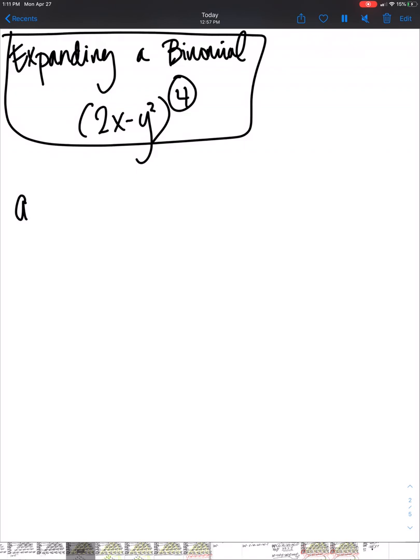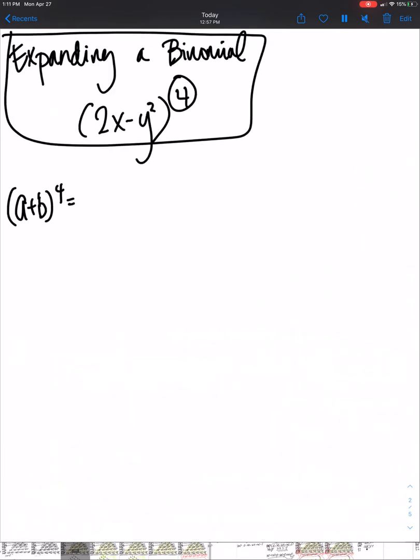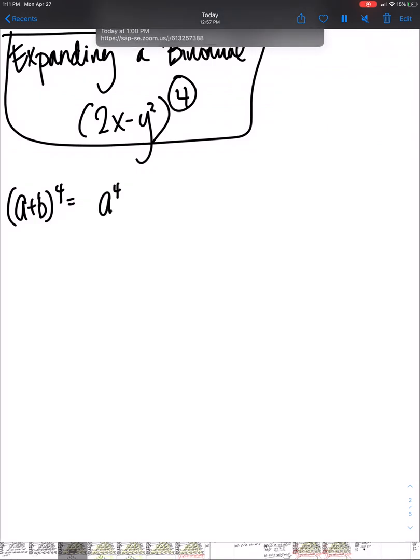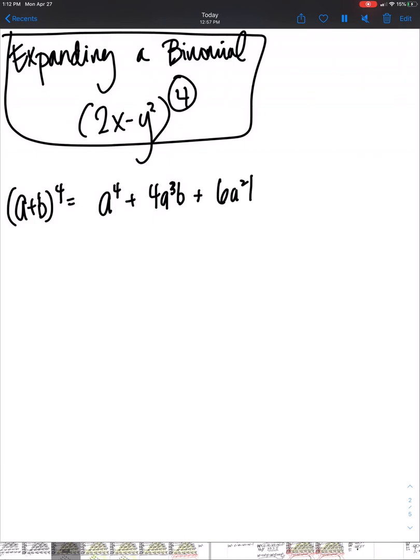Okay, so we're going to expand the binomial. So we know the fourth because we just did it before. All right, we just did it like the page before, see, where I had a to the fourth right there. So I'm going to write that down. Okay, so I've got a to the fourth plus 4a cubed b plus 6a squared b squared plus 4ab cubed, sorry, plus b to the fourth.